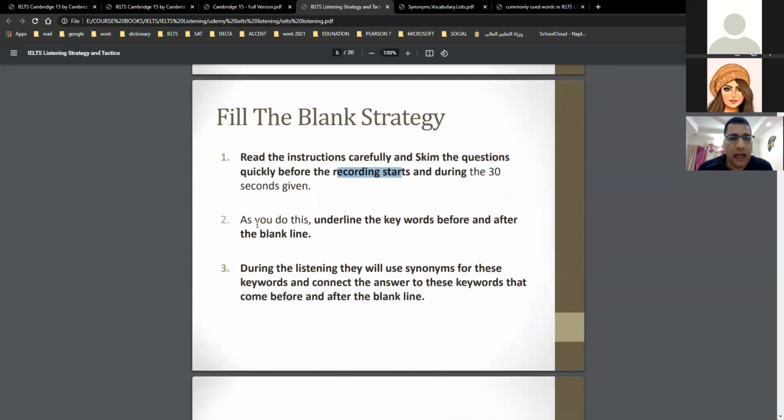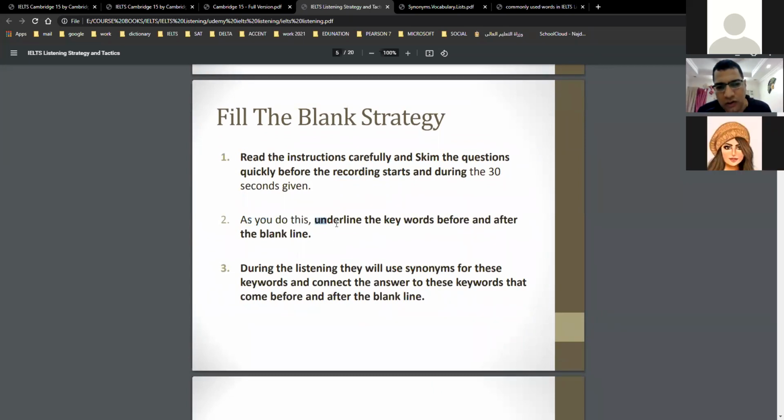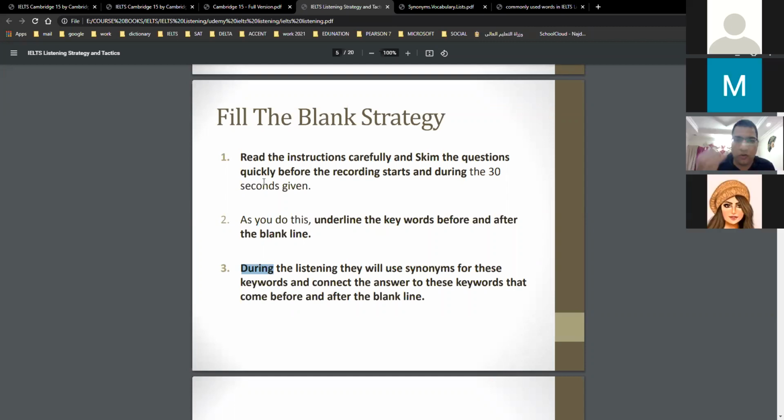Okay, next. As you skim and read the questions, what should I do? I should underline the keywords before and after the blank space. Why? They will help you get the answer. Before you listen, you read the instructions and underline the keywords, the most important words in the listening test. Then while listening, what should you do?